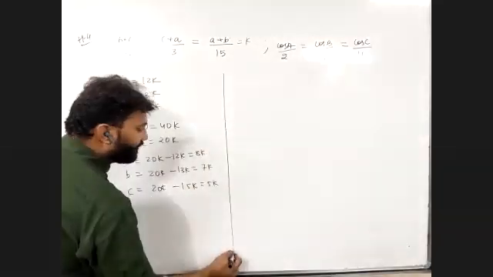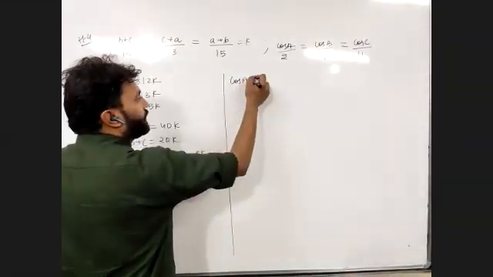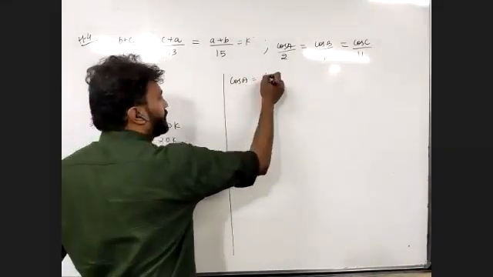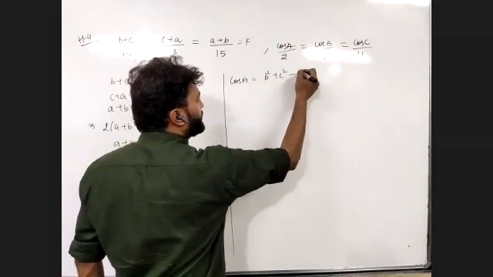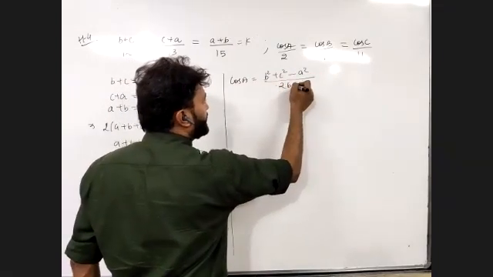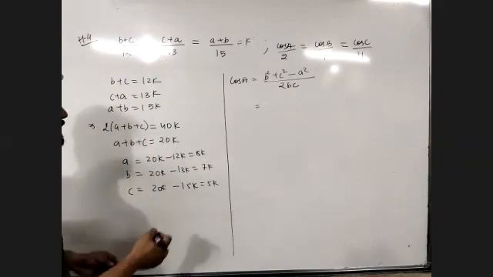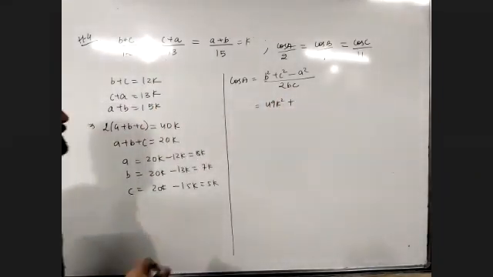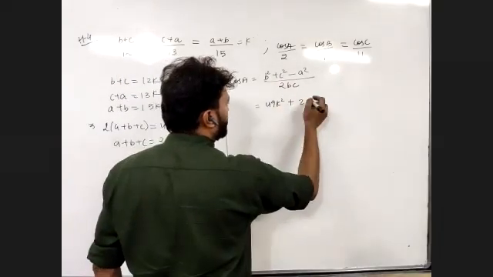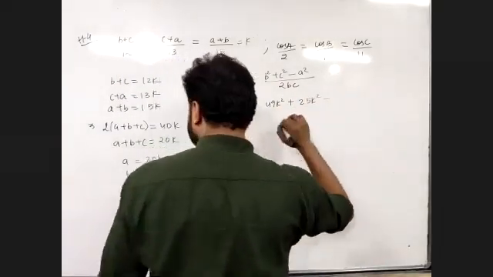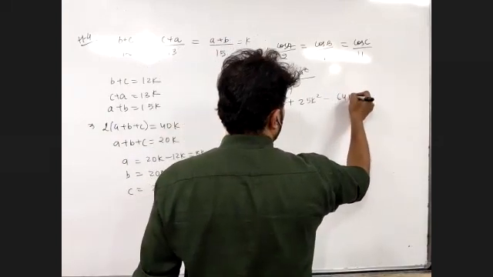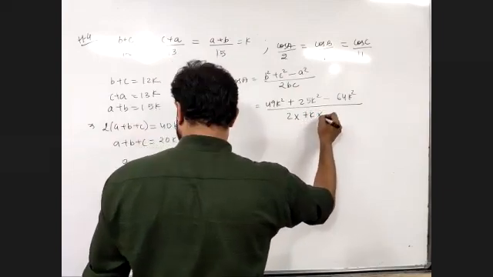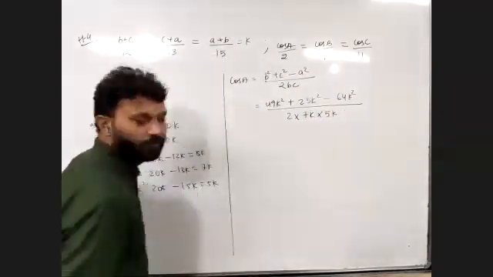Now it will be very easy for us to do this. Just find out the value of cos A. Cos A will be (b square plus c square minus a square) upon 2bc. Now b square will be 49k square, plus c square will be 25k square, minus a square will be 64k square, whole upon 2 into b. B is 7k and c is 5k.